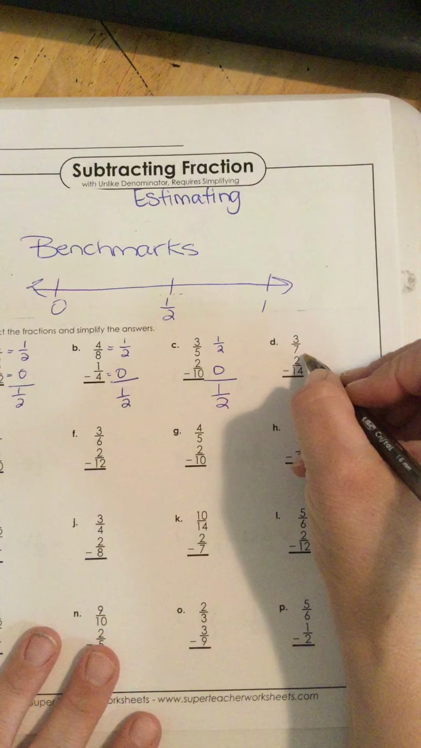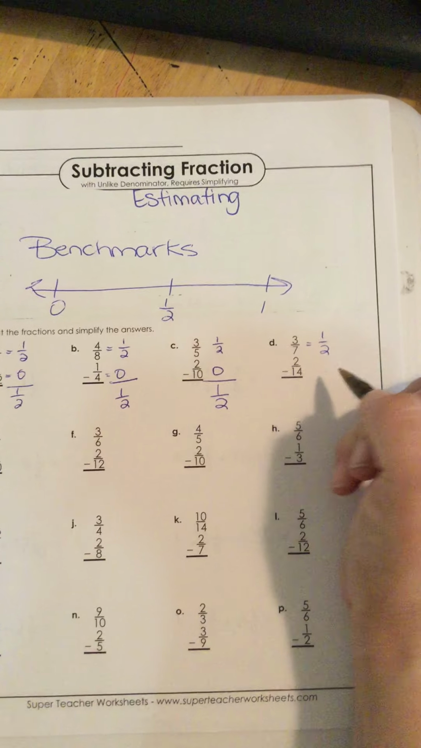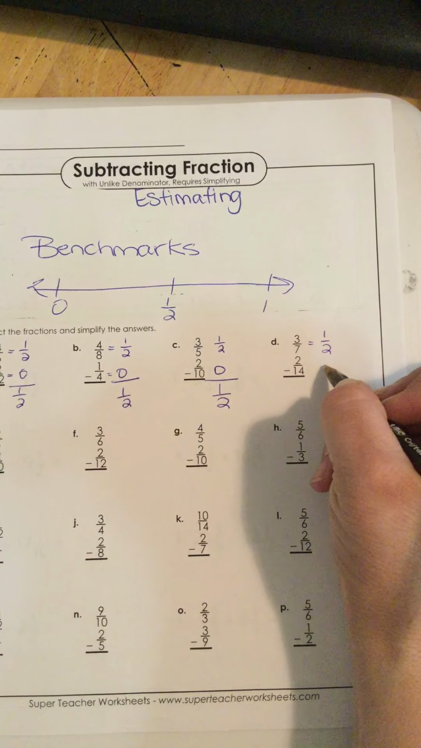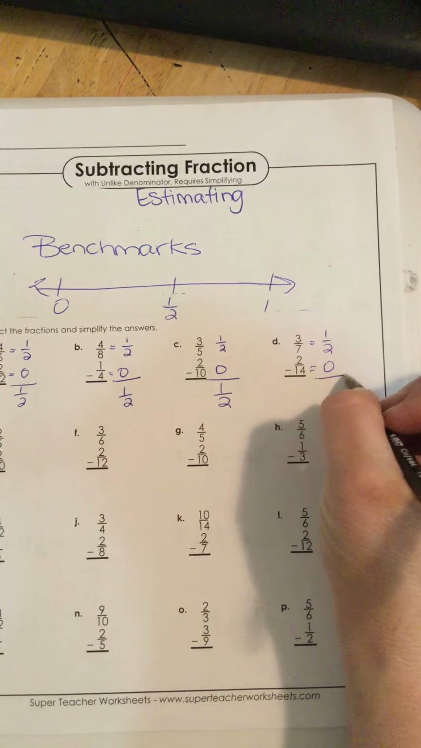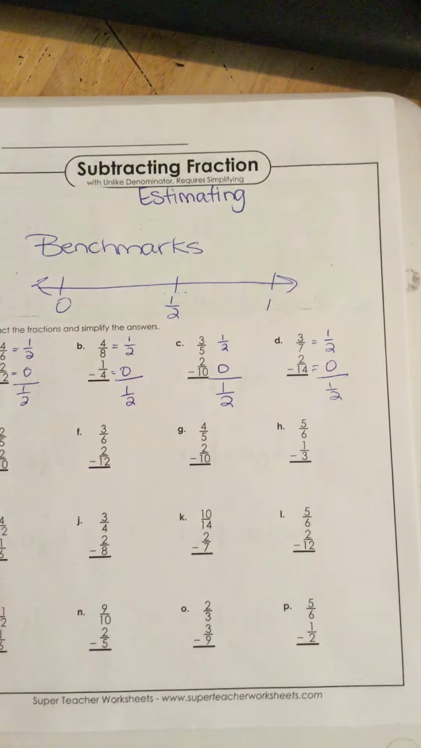Okay, 3 over 7. It's closest to 1/2. 2 over 14, though, is an awful long way. So I would give it a 0. So my answer would be 1/2.